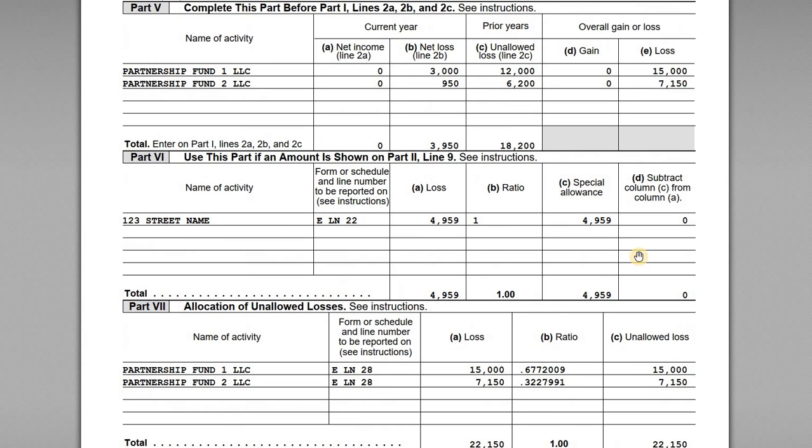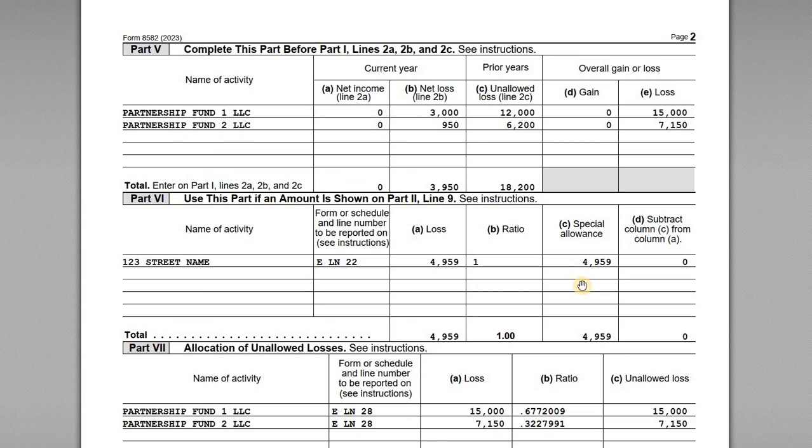I think that's really important. This isn't magically now a non-passive activity. What they're saying is this is a passive activity related to real estate, but you are going to get this small little carve out, this $25,000 allowance that's available just for real estate investments.